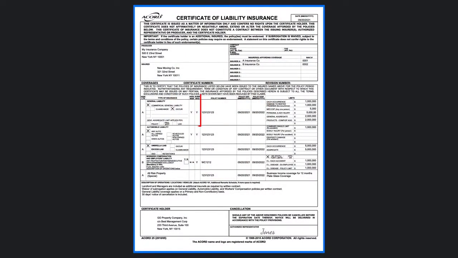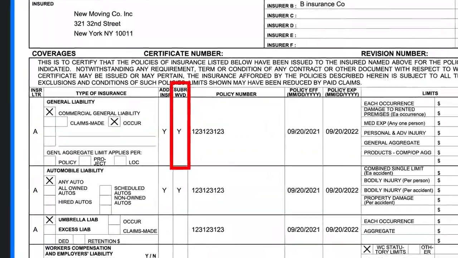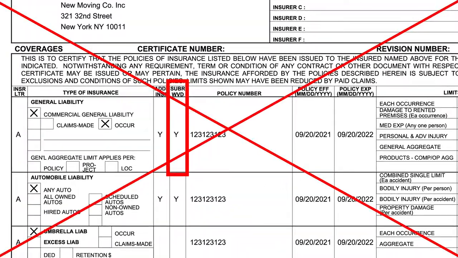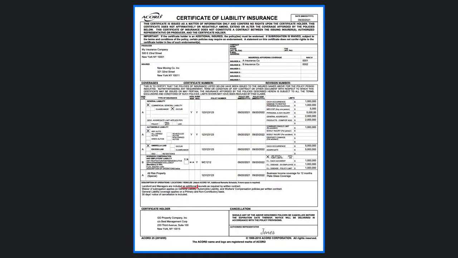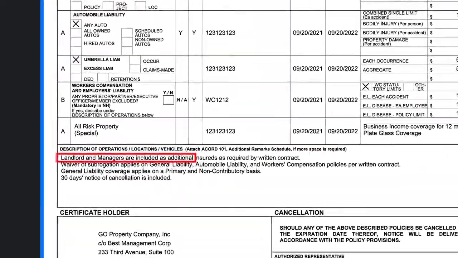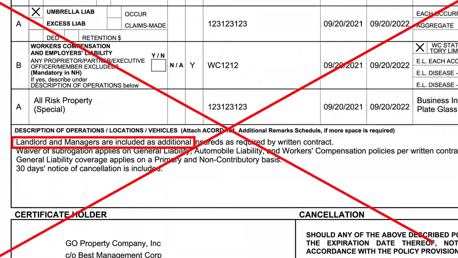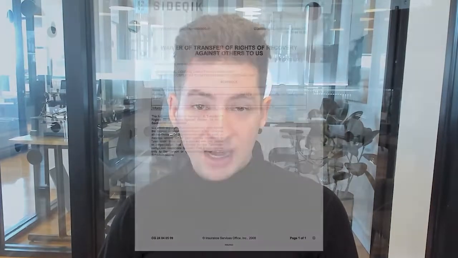An endorsement has to be a separate page. It is not on the COI. So even if the checkbox for waiver of subrogation is checked, even if the description of operations has something about a waiver of subrogation, an endorsement is required. That's why we're looking for a separate page.